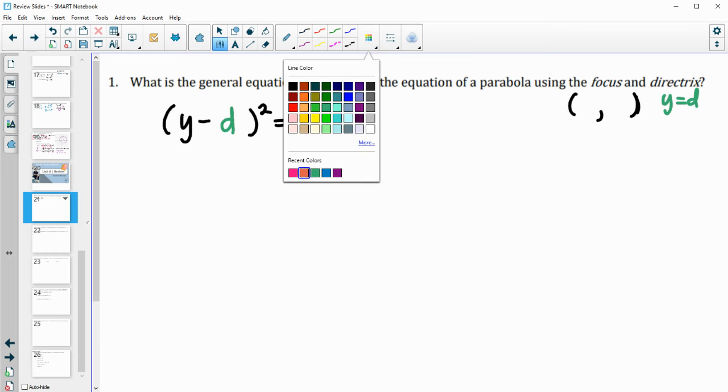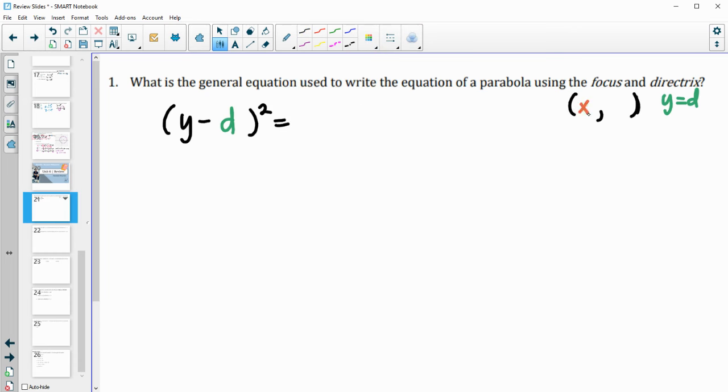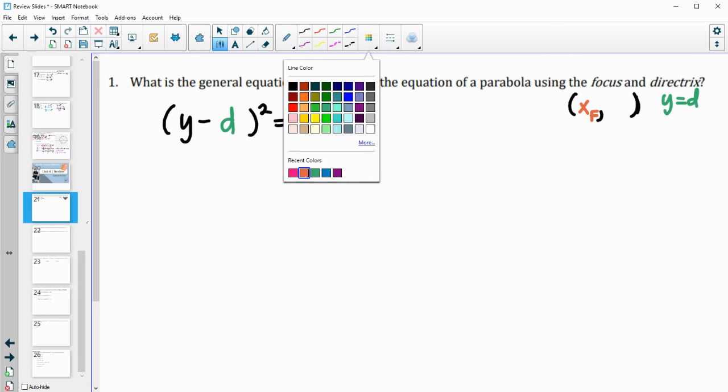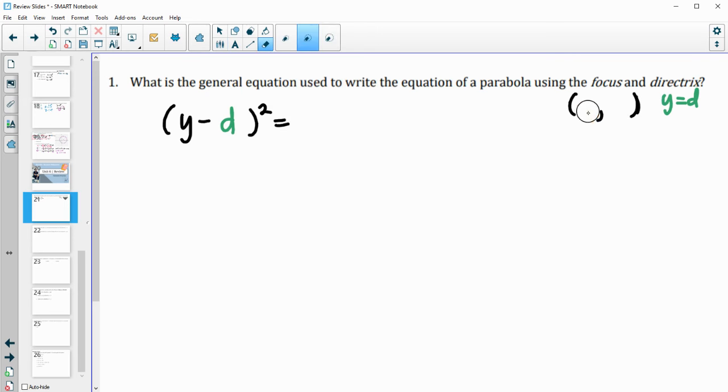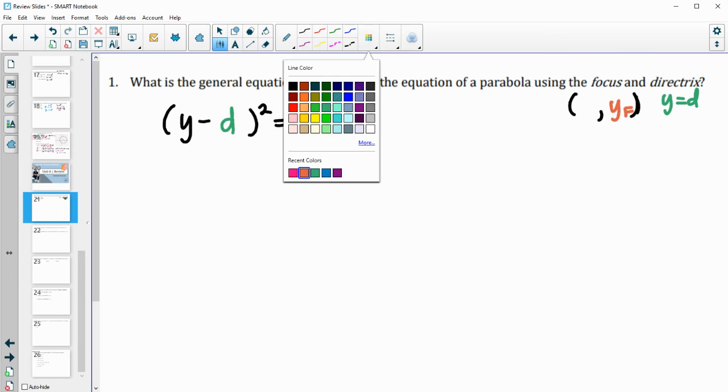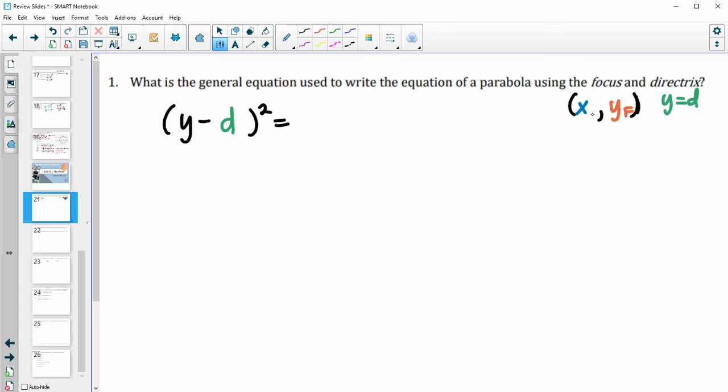The focus is a point. So I'm just going to call this x of the focus and y of the focus. Actually, let me switch colors here. So y of the focus and x of the focus. And so then we have y minus the directrix squared equals x minus the x coordinate of the focus squared plus y minus the y coordinate of the focus squared. So this will be the x of the focus and this will be the y of the focus.